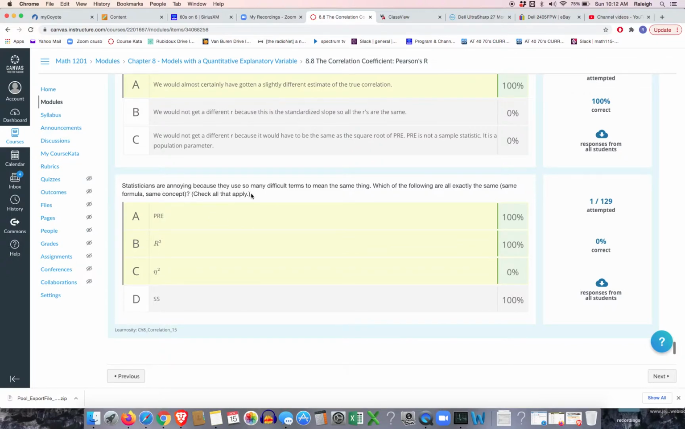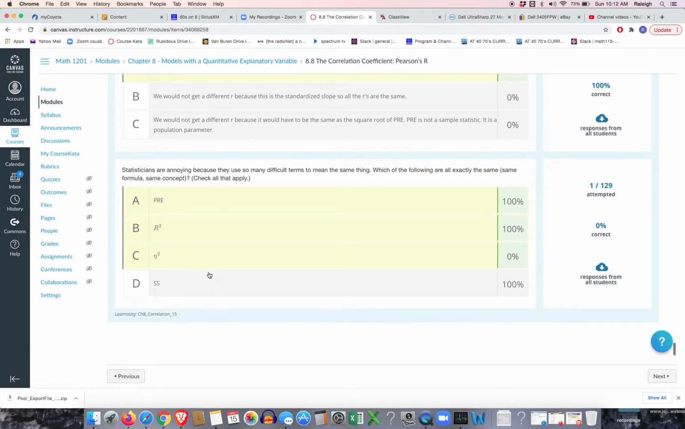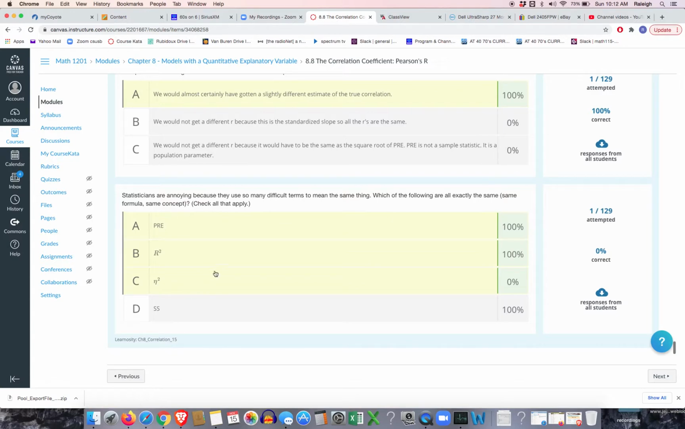Now, this one you would not perhaps know. They're annoying statisticians, that is, for many reasons, but maybe not this one. But anyway, because they use so many difficult terms to mean the same thing, which are all exactly the same. Well, PRE and R squared, they just said that. Something that I don't remember them talking about at all is eta squared. And yeah, that's like the hurricane that's coming. No, it's an iota. I'm losing track now. But not SS for sure.